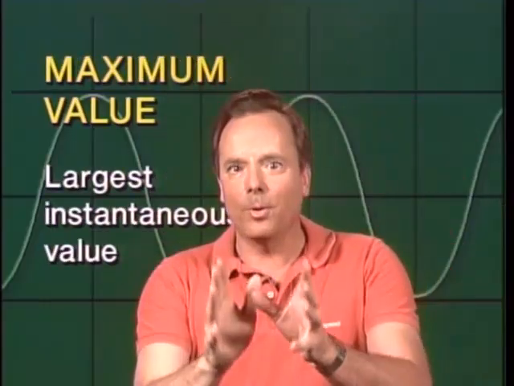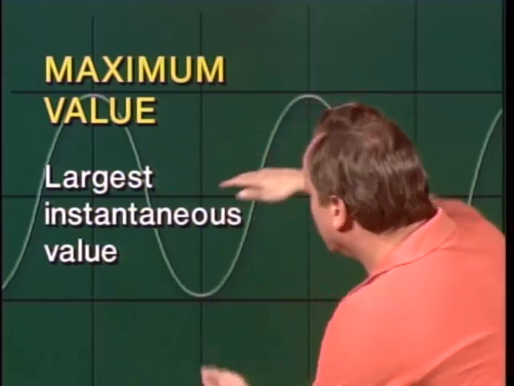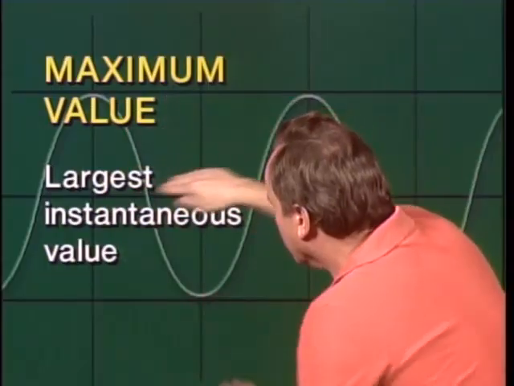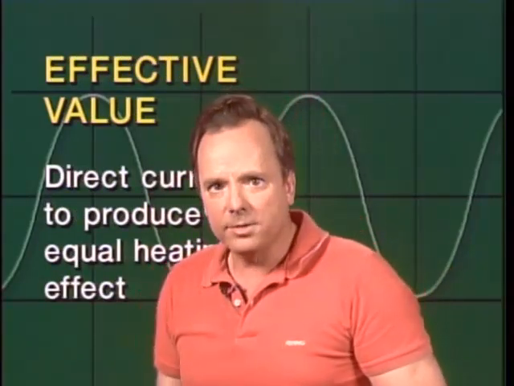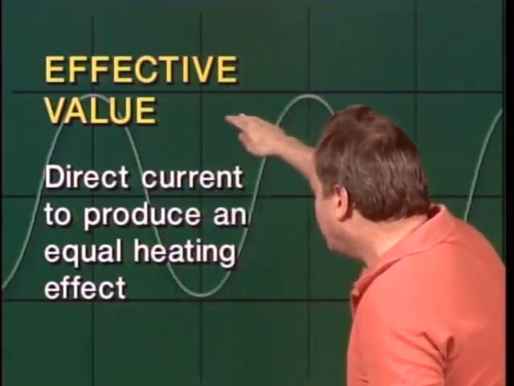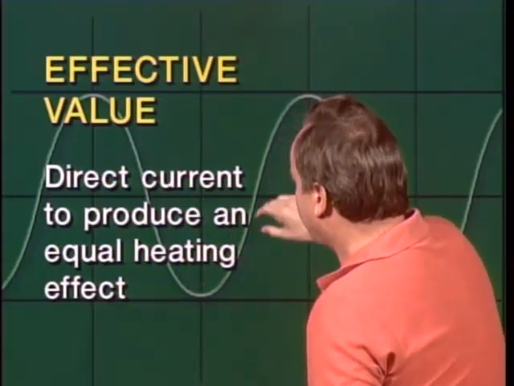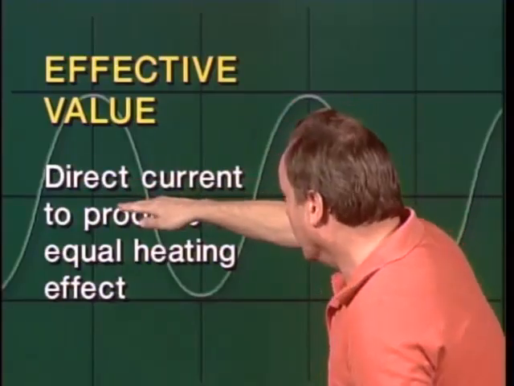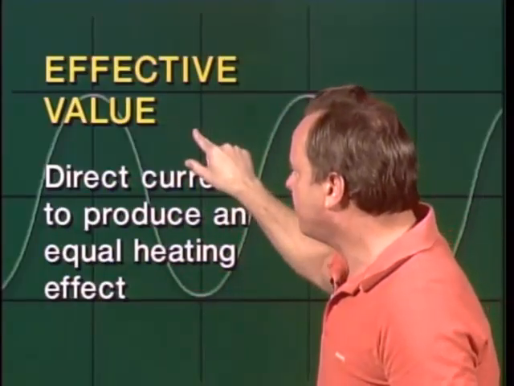The next thing we want to see in writing is the maximum value. The maximum value is the largest instantaneous value. It's the peaks here. That's the maximum value, the largest instantaneous value. Finally, what's really important is the effective value. The effective value is the direct current to produce an equal heating effect. In other words, if you're trying to heat up the circuit, how much direct current would you need to produce the same heating as this particular alternating current? And that's the effective value.